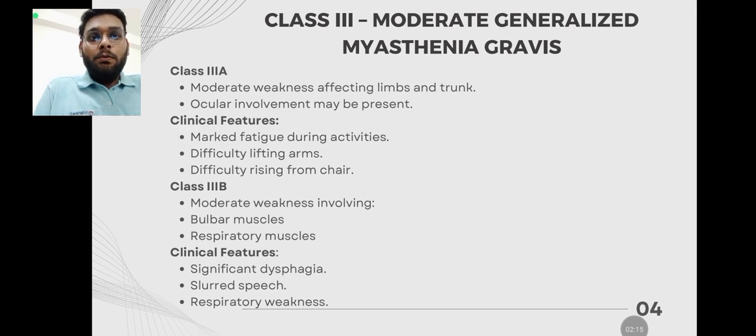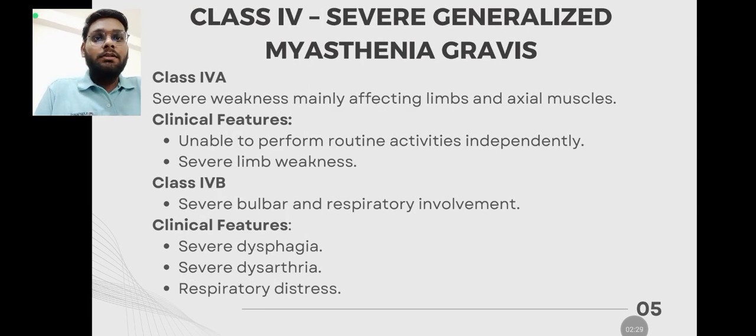Class 3B: moderate weakness involving the bulbar and respiratory muscles, and the clinical features of these are significant dysphagia, slurred speech, and respiratory weakness. Class 4, severe generalized myasthenia gravis. Class 4A: severe weakness mainly affecting the limb and axial muscles. The clinical features are being unable to perform routine activities independently and severe limb weakness. Class 4B: severe bulbar and respiratory involvement. The clinical features are severe dysphagia and respiratory distress.